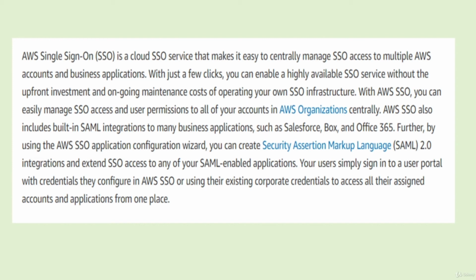So you can add user permissions to all your accounts in AWS Organizations centrally, and you can also include the built-in SAML integrations to many business applications such as Salesforce, Box, Office 365, and more. You can configure wizards. You can create Security Assertion Markup Language integration and extend SSO access to any of your SAML-enabled applications. You can use these for corporate credentials and other things.